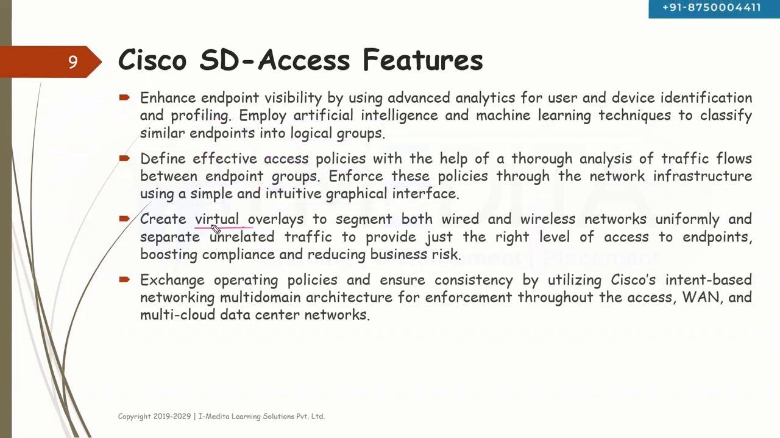We can create a virtual overlay network to segment both wired and wireless networks uniformly and separate the unrelated traffic to provide the right level of access to the endpoint, boosting compliance and reducing business risks. We can actually set up the rules. We can create our virtual network, that logical overlay network on top of the underlay, based on our requirement. And we can separate our endpoint traffic, for example, from the user traffic so that they do not overlap or collide with each other as well.